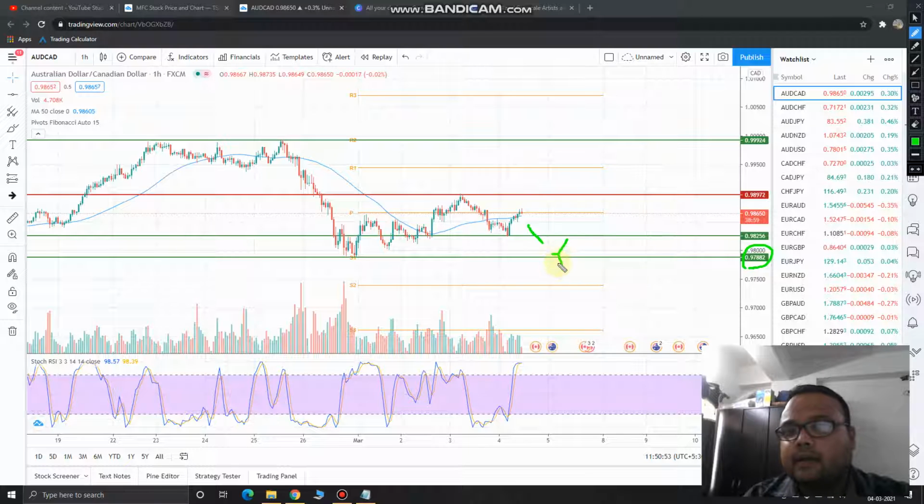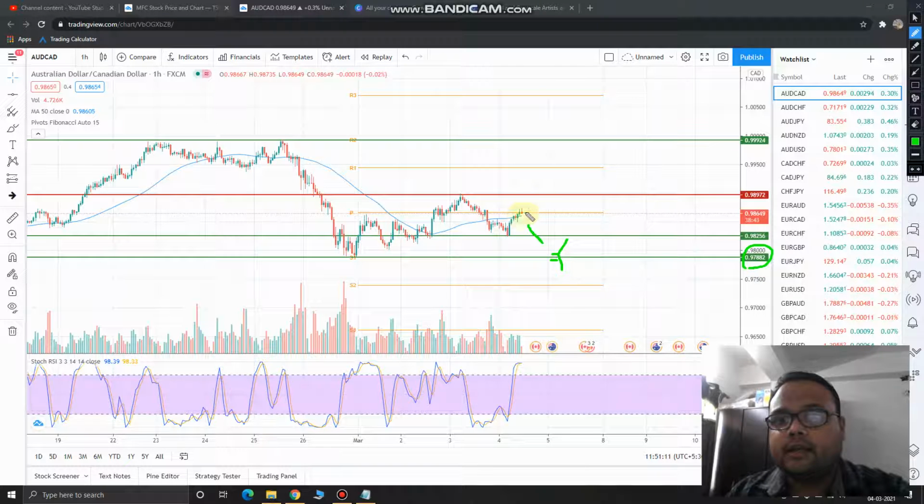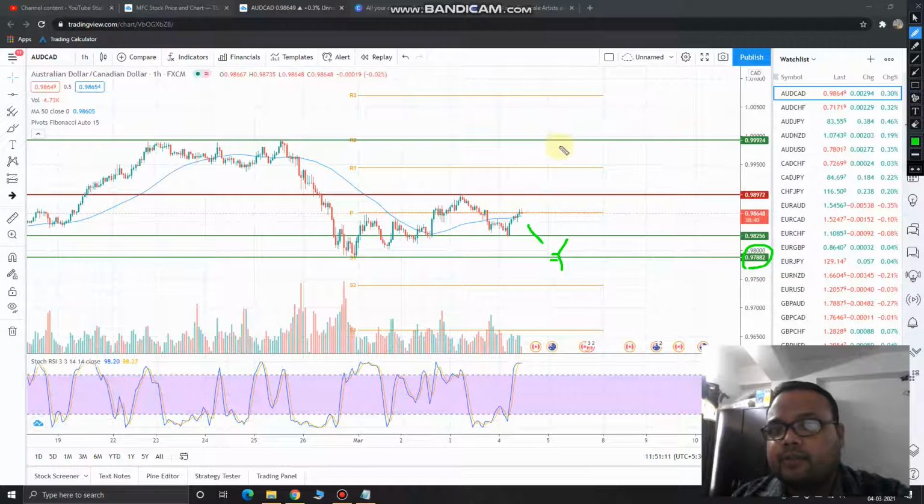And if you see that there is some sudden heavy selling pressure on the market, a big red candle, then at that point of time you can short the market here also, below the 0.9788 level.